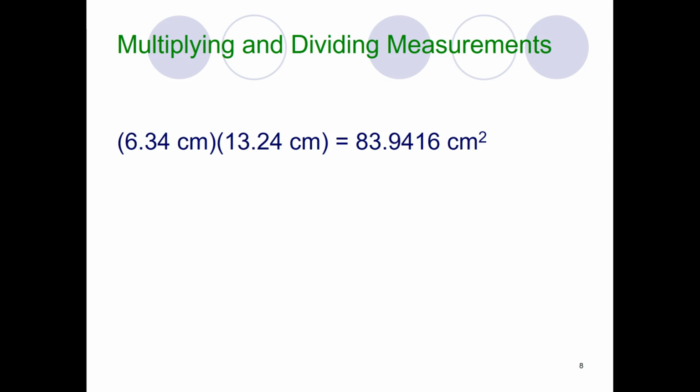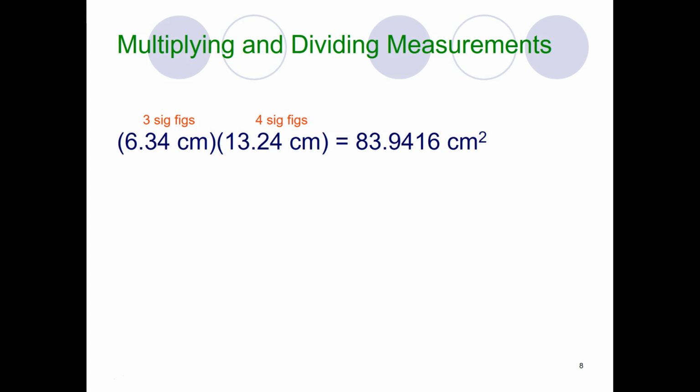So 6.34 has 3 significant figures. 13.24 has 4 significant figures. So 3 sig figs versus 4 sig figs. Our answer has whichever of those is the fewest. So 3 versus 4, which one's smaller? 3.